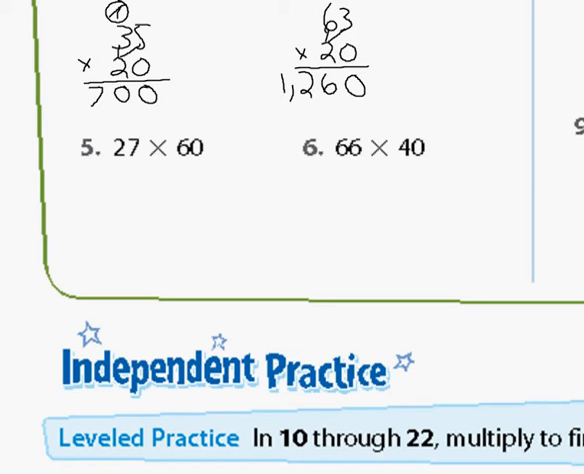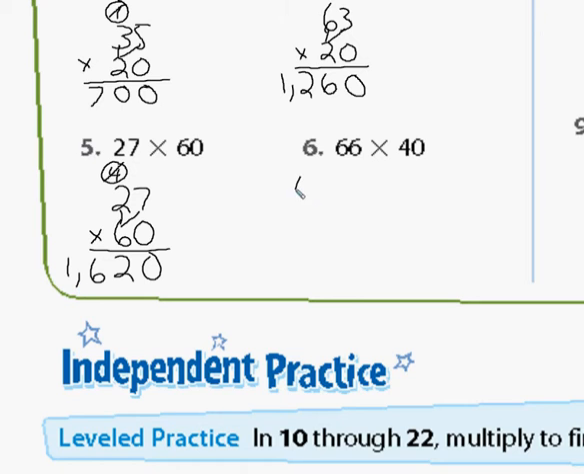Problem number 5, 27 times 60. First step, bring down the 0. Next step, we're going to multiply 6 times 7, and 6 times 7 is 42. Next step is to multiply 6 times 2. 6 times 2 is 12, plus 4 is 16. So 27 times 60 is 1,620.